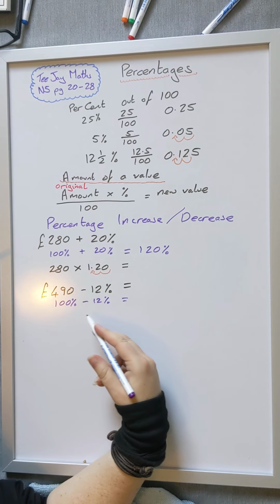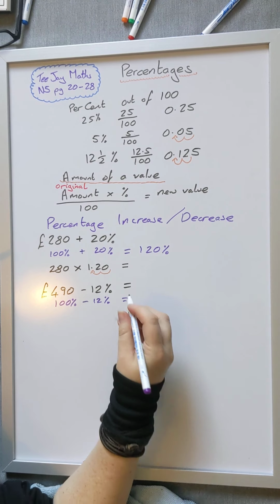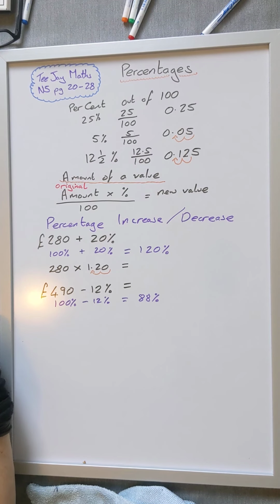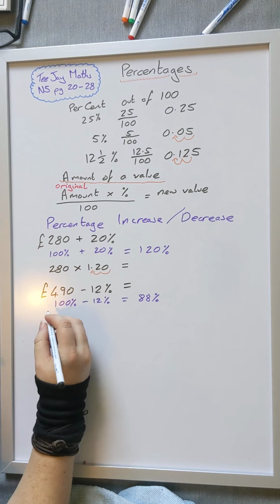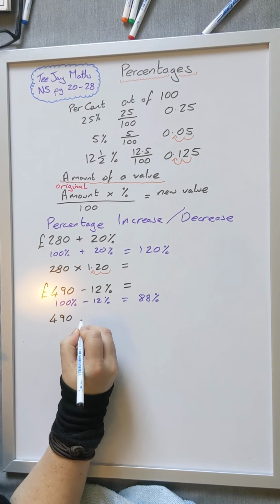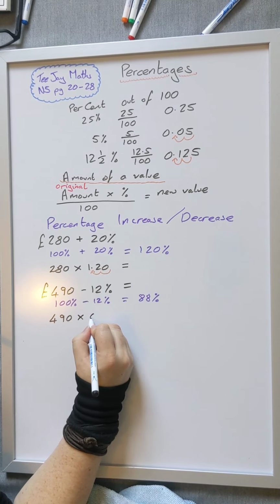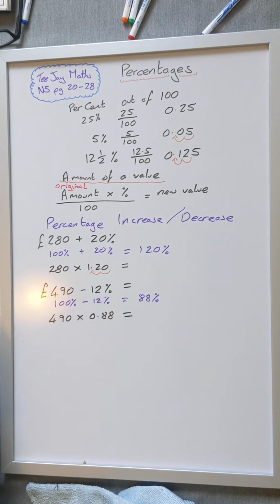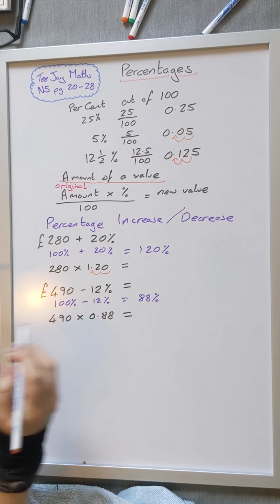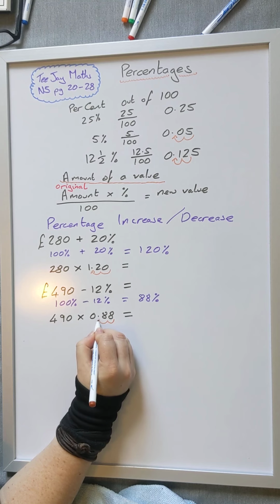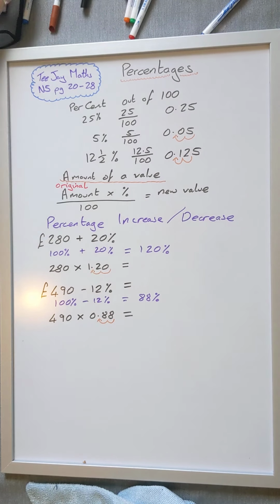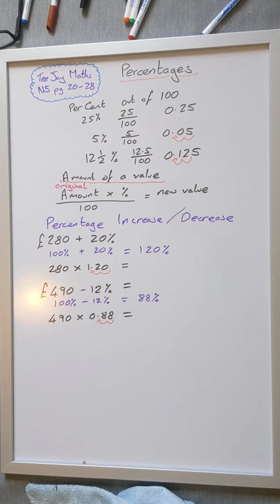So we're actually looking for 100 take 12, which would be 88%. And then we do our calculation based on that. So we've got 490 times 0.88, and that will give us our answer. So you can see again, the decimal has moved 2 places. Okay. Right. That's step 1.